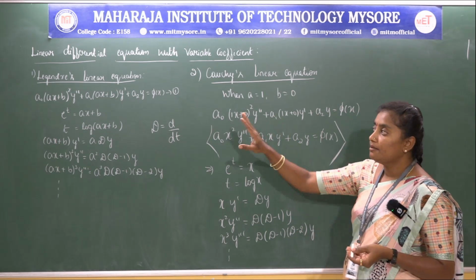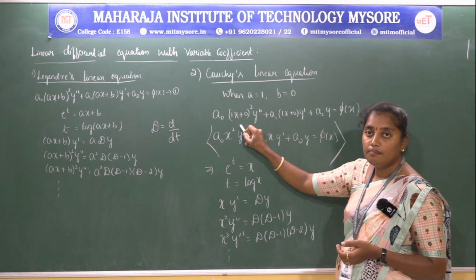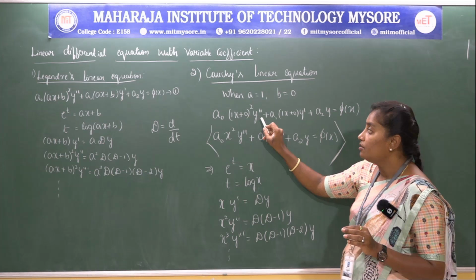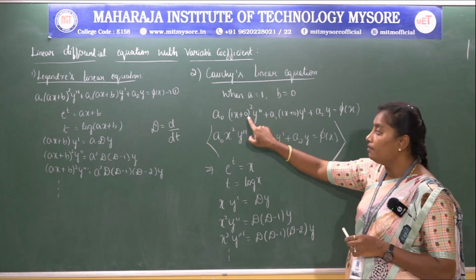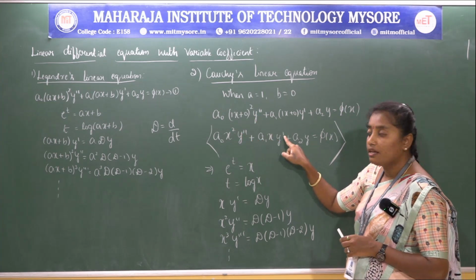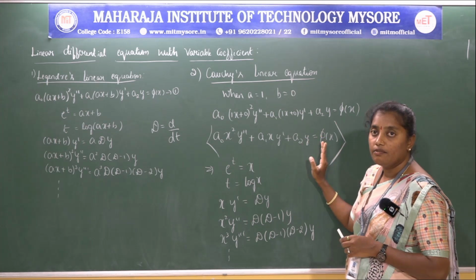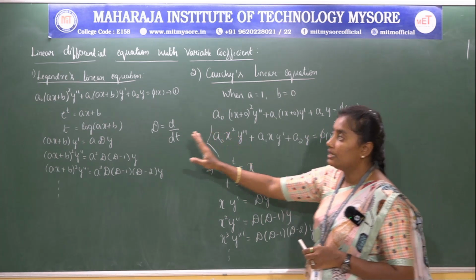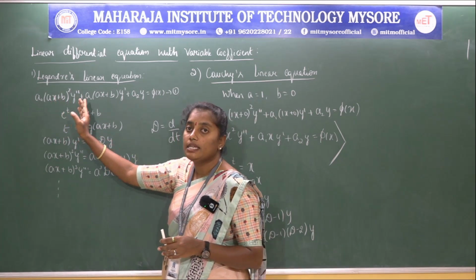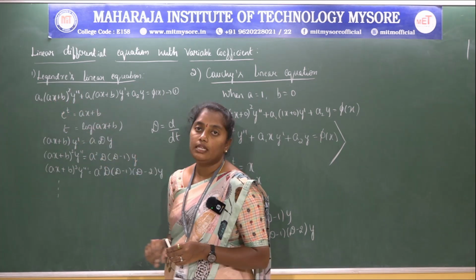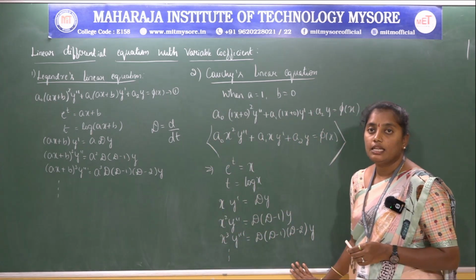So remember this, in both of the equations the degree of that variable term must be the same as the order of the derivative. Here we have a second order derivative with power 2, first order derivative with power 1. So this is y, this is not a derivative, x power of 0. In Legendre's also the degree of a variable element must be equal to the order of the derivative. So this is the procedure to solve Cauchy's linear equation.